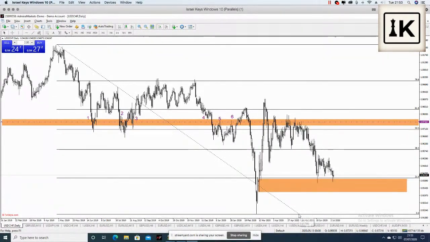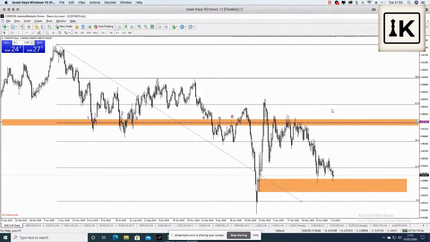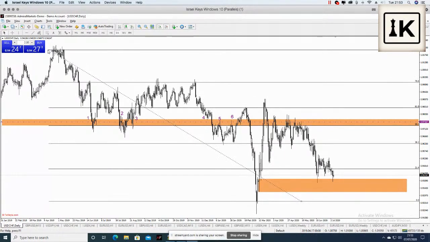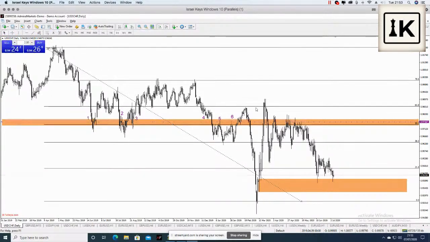I'm going to skip the wick of that candle because we're on a large time frame. So let's use the bodies. As you can see, one second, there. This is pretty much near 50%. So it's pretty much the 50% fib level.